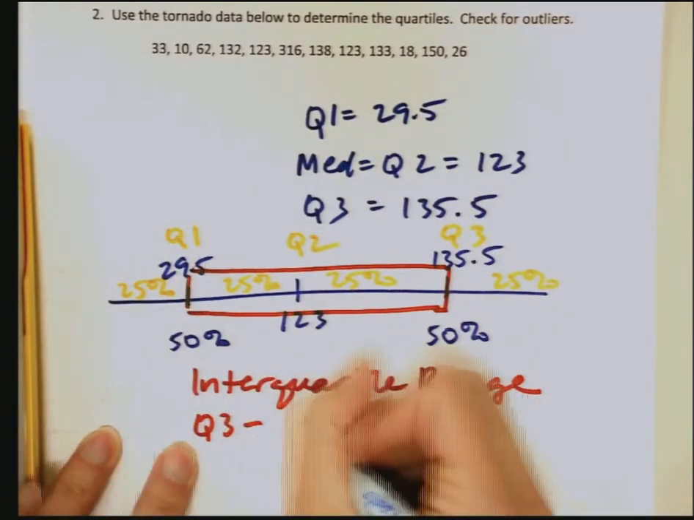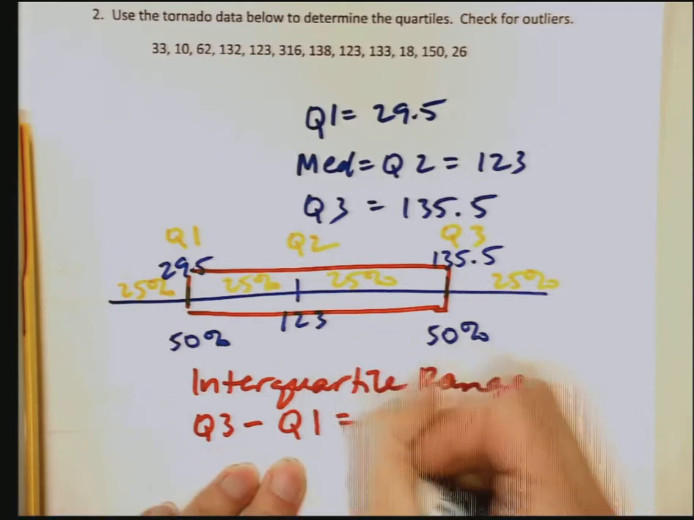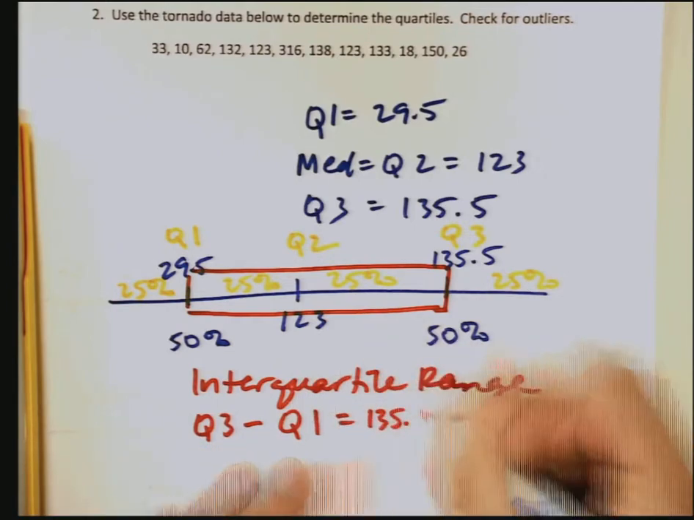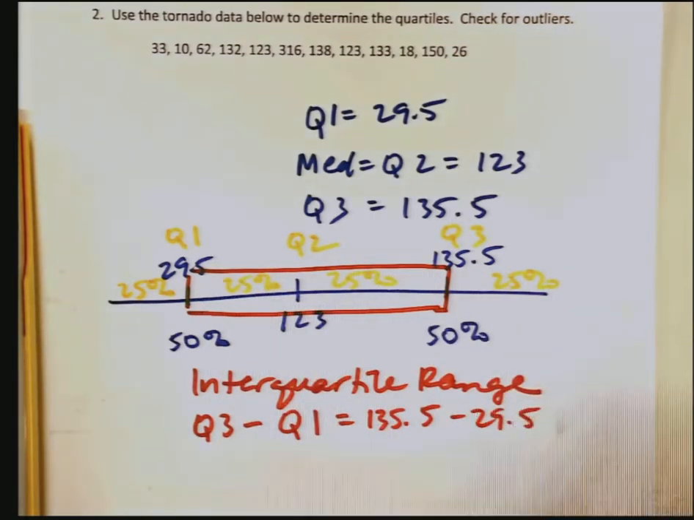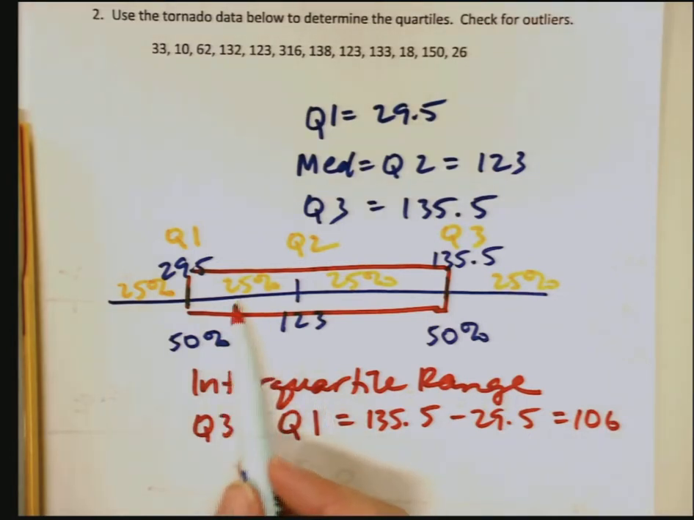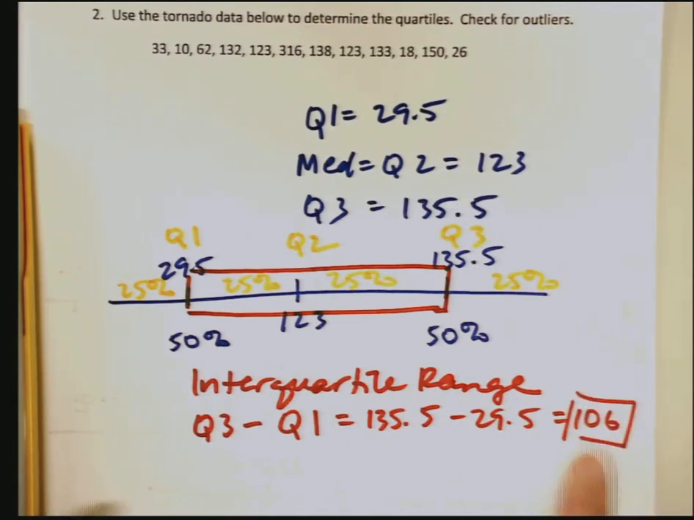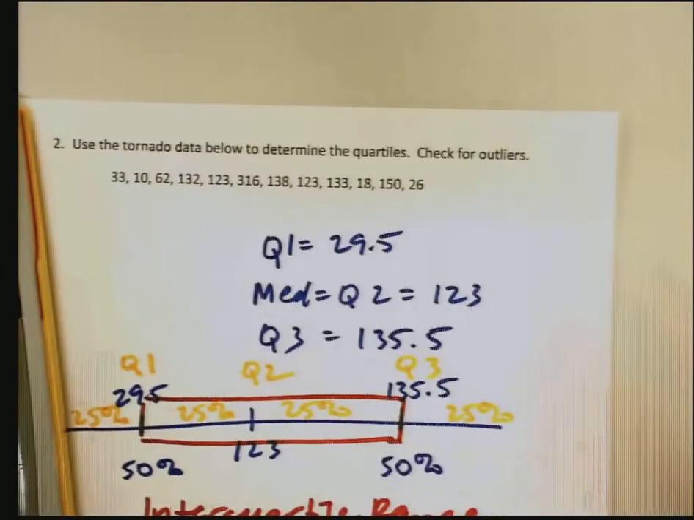If we compute how big that is, quartile 3 minus quartile 1, I'll just cheat and do it in my calculator: 135.5 minus 29.5, and I get 106. This is another way of describing 50% of the data. So 50% of the data lies within a range of 106. The question had one more task for us, and that was to check for outliers.